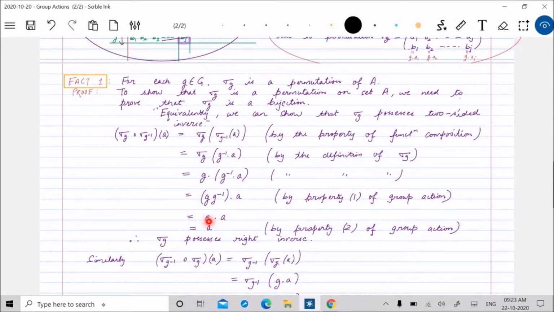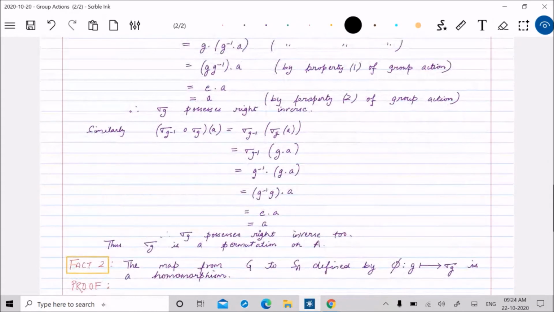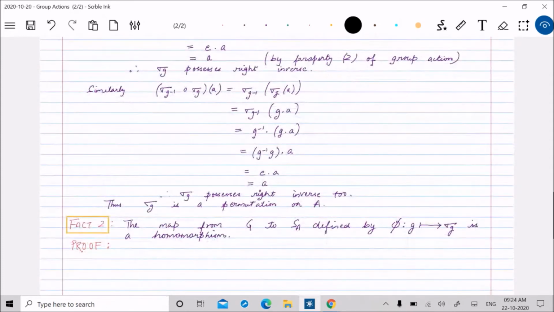And now immediately comes the postulate 2 of group action. Please note that this A is not due to the multiplication of A with E. This dot doesn't mean multiplication. It means E acting on A, and that gives you that. And this sigma g inverse is the right inverse of sigma g, right? Similarly, you can prove this. From the right hand side, you can also get this A. It means that it possesses a right inverse. So the fact 1 is proved.